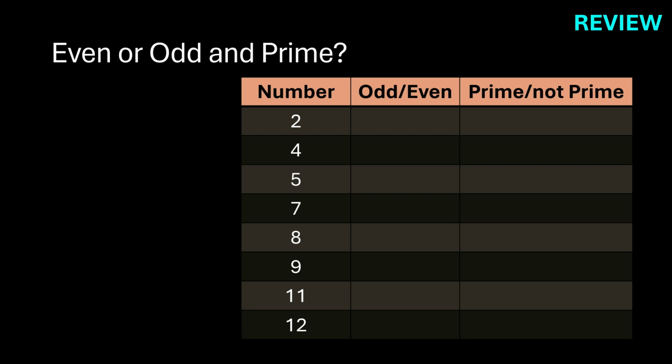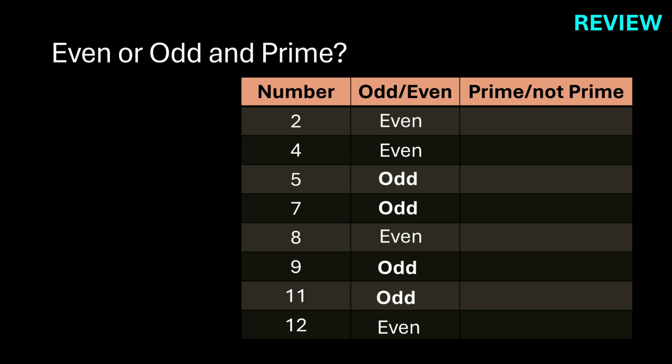Take a look at the numbers on your screen and identify whether they are even or odd and prime or not prime. So for the number 2, we have that this is even. It of course ends with the digit 2. The number 4 is also even. 5 is odd. 7 also is odd. 8 is even. 9 is odd. 11 is also odd. And 12 is even.